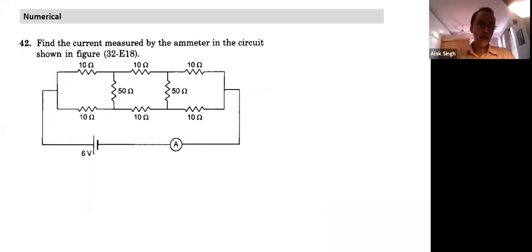In a similar way, can we also calculate the current through this ammeter in this question? It's an extension of the same logic. What is the logic here? If you look at this, because of symmetry, if the total current is I, and this is I1 and this is I2.